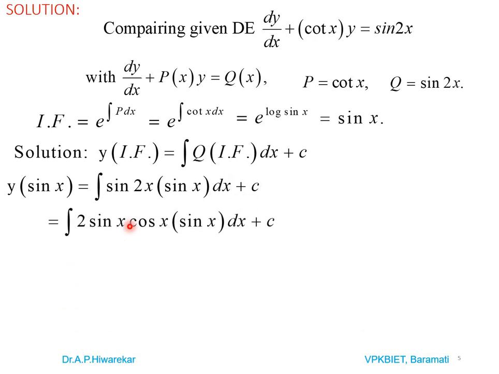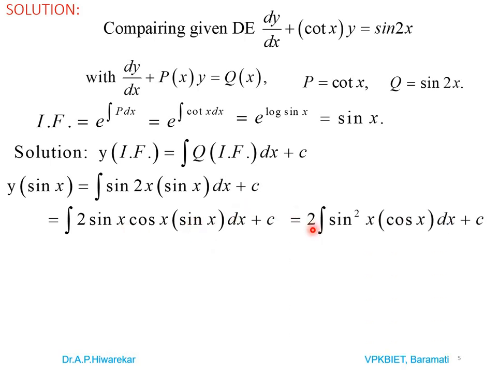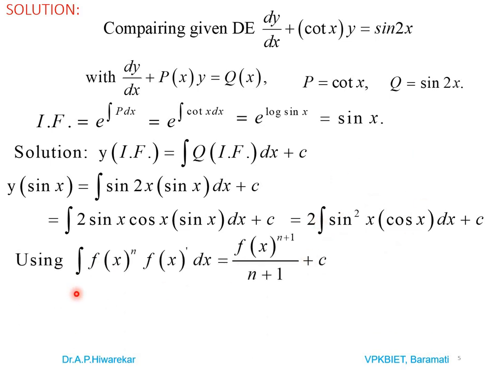So y into sin x is equal to q, which is sine of 2x, into sin x dx. And we know sine of 2x is 2 times sin x into cos x, and this sin x dx as it is. So to integrate this, we write sin x into sin x means sin square x. So 2 can be taken outside, sin square x into cos x dx. Now to integrate this term, we will use the formula integration of f(x) power n into f dash x dx, which is f(x) power n plus 1 divided by n plus 1 plus constant of integration.